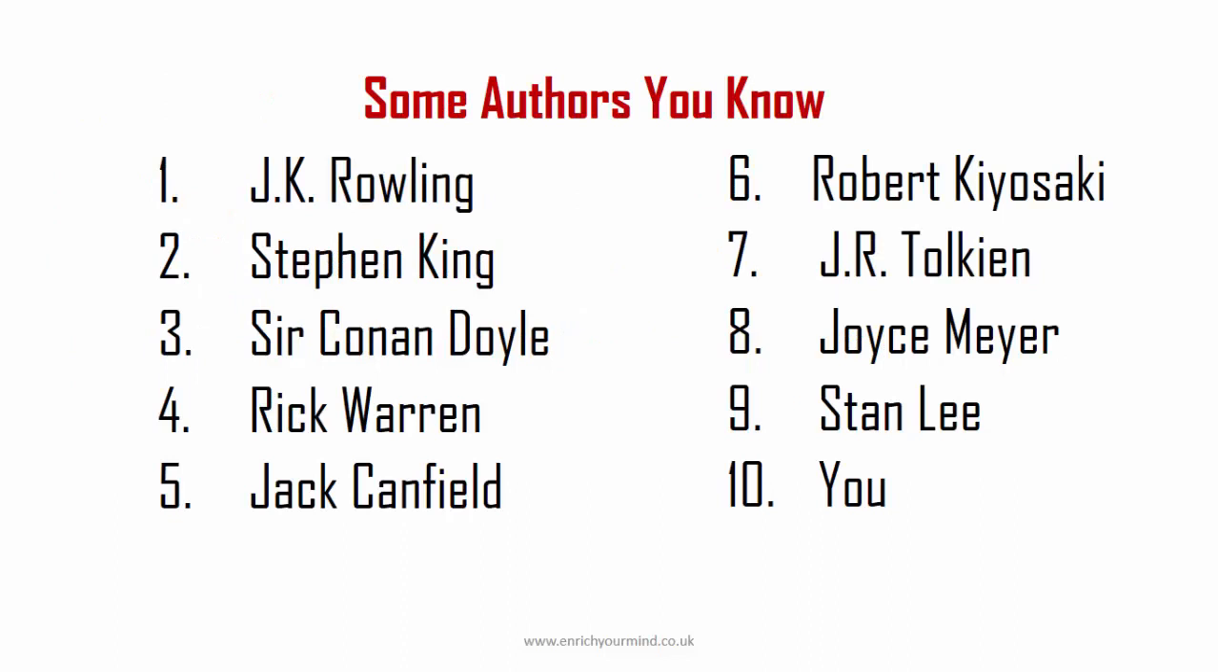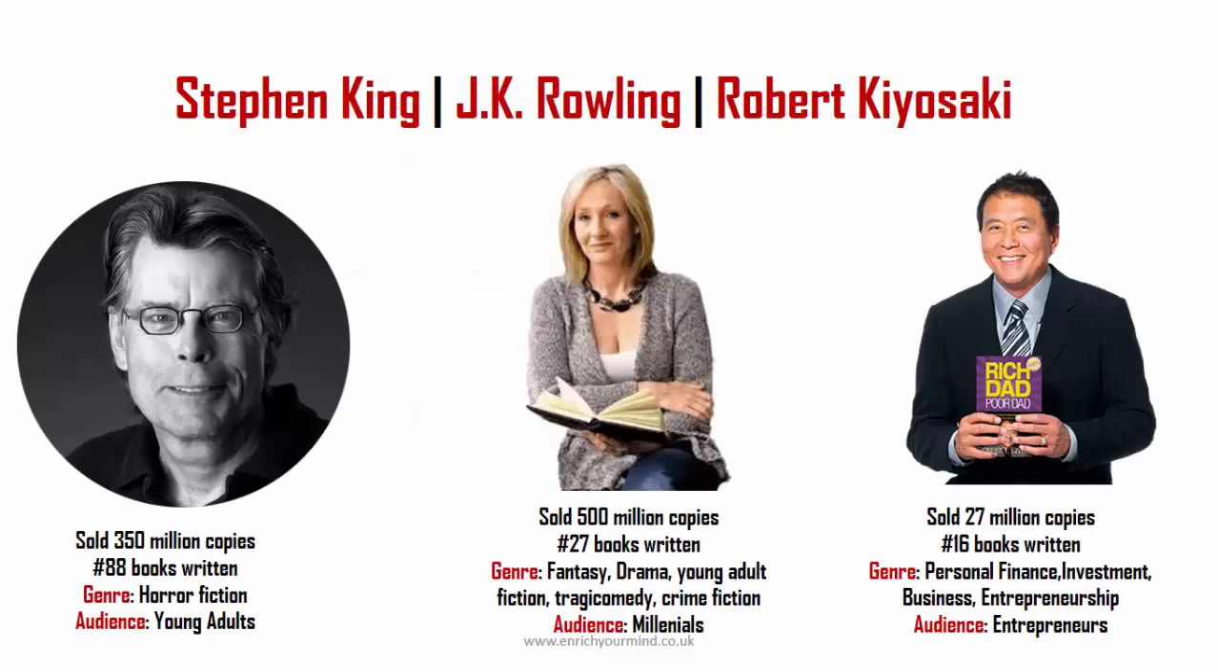Now here are a couple of successful authors you might know: J.K. Rowling, Stephen King, Sir Conan Doyle, Rick Warren, Jack Canfield, Robert Kiyosaki, J.R. Tolkien, Joyce Meyer, Stan Lee, and you. I put you there because you are an author, and by virtue of even watching this training, I think you are successful. You differentiate yourself from the rest. So let's talk a bit about three of them in particular: Stephen King, J.K. Rowling, and Robert Kiyosaki.